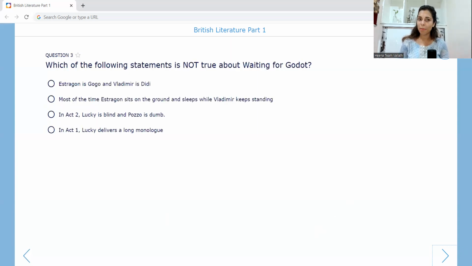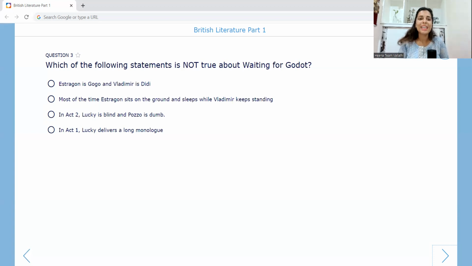Which of the following statements is not true about Waiting for Godot? Not true. A. Estragon is Gogo and Vladimir is Didi. Correct? Yes, correct. B. Most of the time, Estragon sits on the ground and sleeps while Vladimir keeps standing. True? Absolutely true. C. In Act 2, Lucky is blind and Pozzo is dumb. I don't think Lucky gets blind. It is Pozzo who gets blind, right? So this is a wrong option.